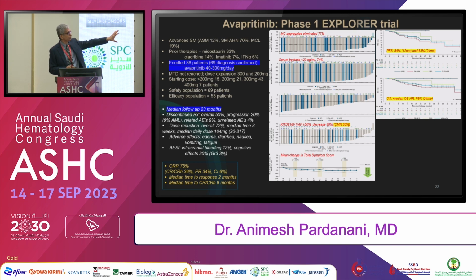The middle panel shows you the very potent anti-mast cell effect of this drug. So mast cell aggregates, remember that was the major criterion, that was eliminated in 77% of patients. The serum tryptase level normalized in 74% of patients. And then look at the effect on the mutation, a very potent effect. So 30% of the patients had a complete molecular response, even when interrogating with a very sensitive PCR assay. So I think, fairly convincing anti-mast cell effects with this drug.